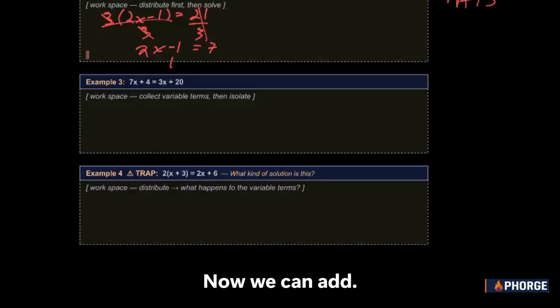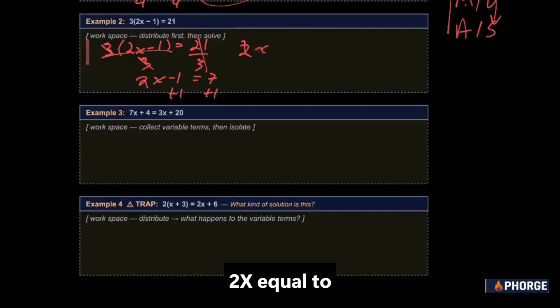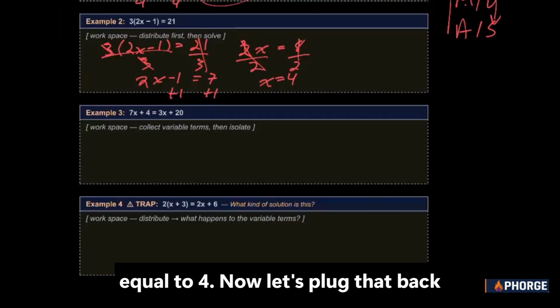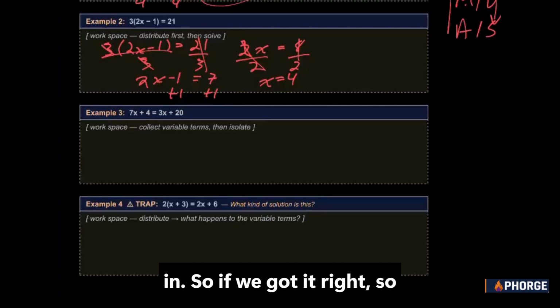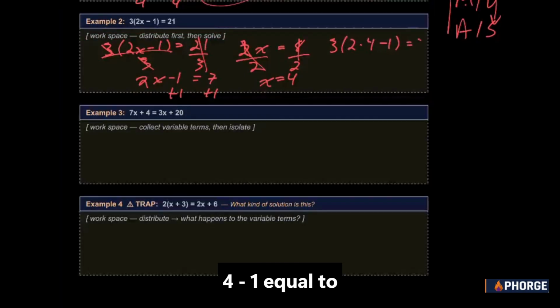Now we can add 1 to both sides. And now we have 2x equal to 8. Divide by 2, x equal to 4. Now let's plug that back in, see if we got it right. So 2 times 4 minus 1 equal to 21. All right, so we have 2 times 4 is 8.